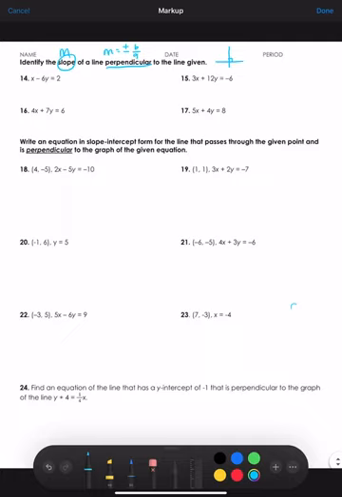So the first step, just like we did on the first page, is to find the slope of this line by putting it in slope-intercept form. So I need to get y by itself, so I'm going to move the x over. I get negative 6y equals negative x plus 2. Divide everything by negative 6.